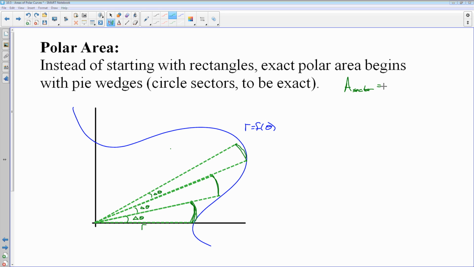Okay, the area of a sector is 1/2 r squared theta. And just remember, in that formula, theta is always measured in radians. So we have r squared theta, where r is the distance here.